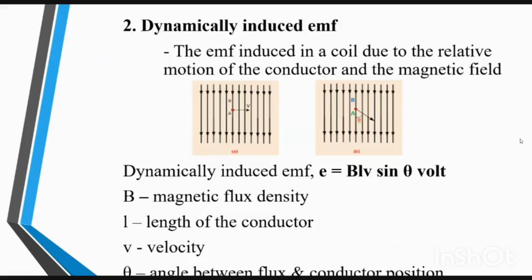Dynamically induced EMF. The EMF induced in a coil due to the relative motion of the conductor and the magnetic field is called dynamically induced EMF. The equation for dynamically induced EMF is E equal to BLV sine theta volt, where B is the magnetic flux density, L is the length of the conductor, V is the velocity, and theta is the angle between flux and conductor position.